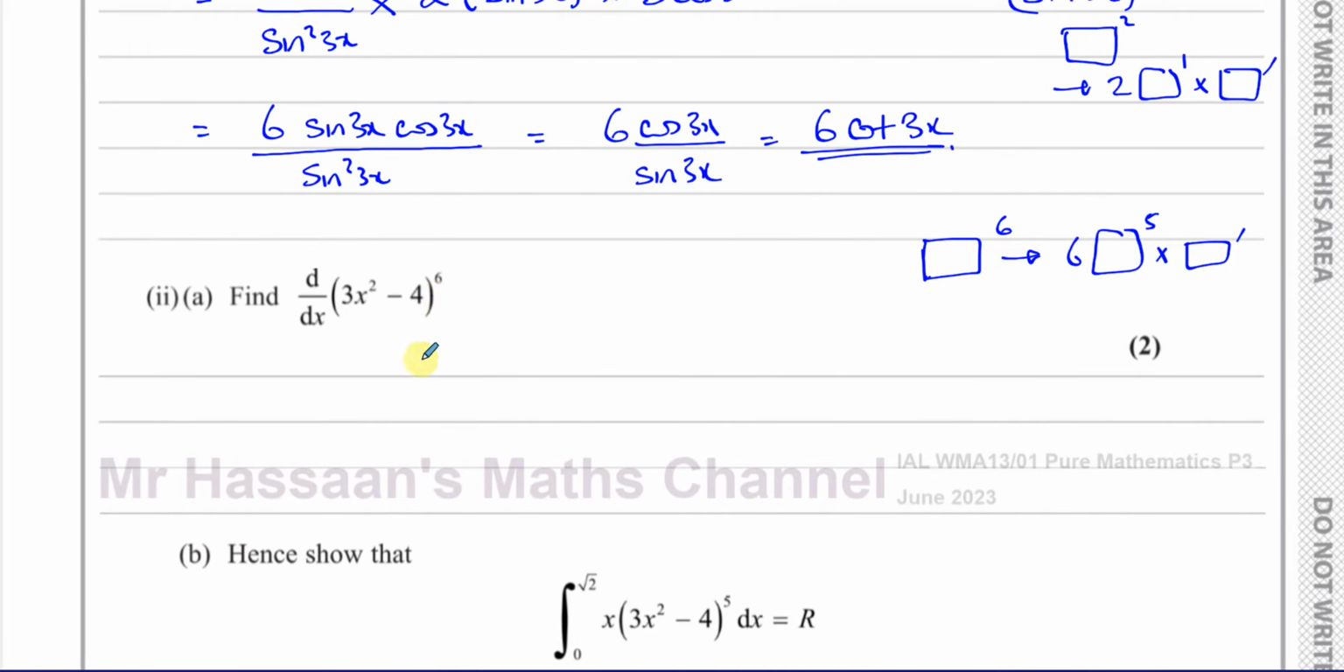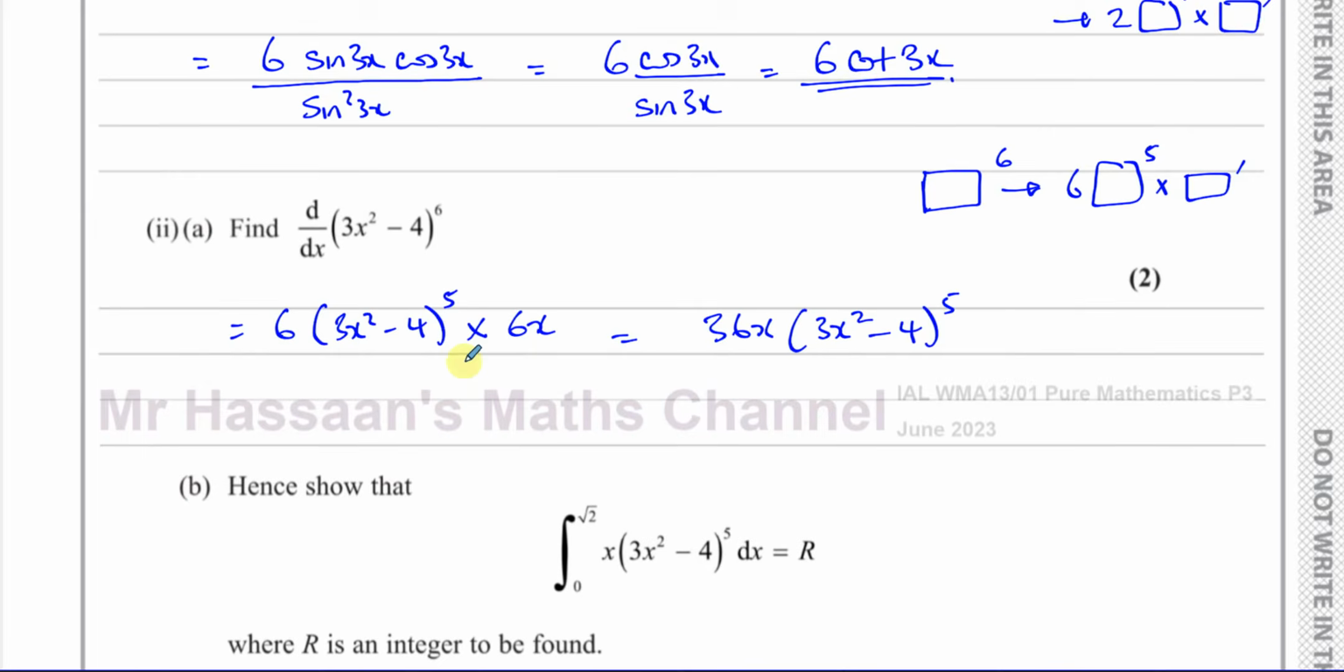So I'm going to, first of all, multiply by the power, so I have 6 times, then I have 3x squared minus 4 to the power of 5. So multiply by the power, taking 1 from the power, then I multiply by the differential of what's inside the function, which is going to give us 6x. So I end up with 6x times 6, which is 36x. And you're left with 3x squared minus 4 to the power of 5. So there's the answer to part A.